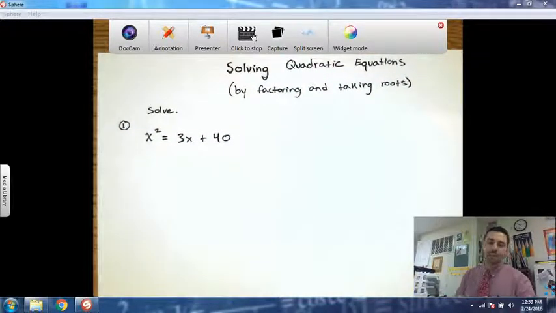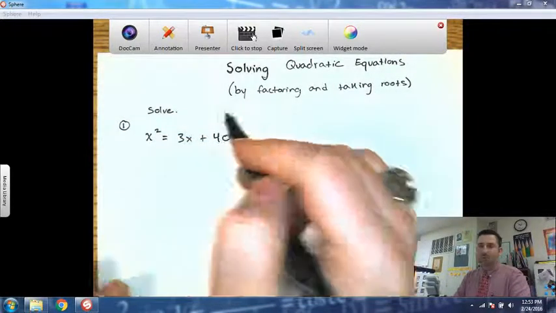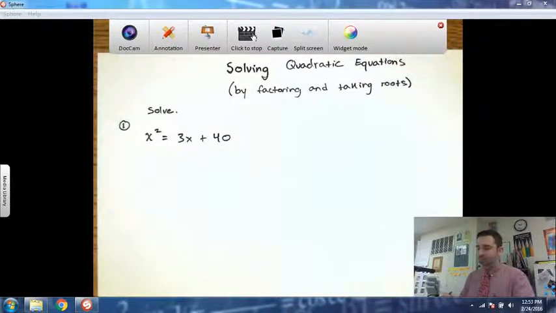Now notice I have an x squared term and an x term, and so I can't just simply take the square root of both sides. I can't just take the square roots. I'm going to have to end up factoring.